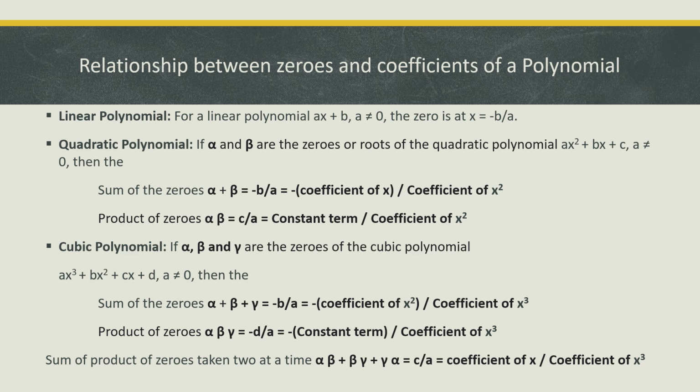Cubic polynomial. Suppose you have a cubic polynomial, it can have three roots alpha, beta and gamma. The sum of the zeros, alpha plus beta plus gamma, is given by minus b by a. The product of zeros, alpha into beta into gamma, is given by minus d by a. And you can also have the sum of product of zeros taken two at a time, which means alpha beta plus beta gamma plus gamma alpha is equal to c by a, or coefficient of x upon coefficient of x cube. We will be using these concepts in the next examples.